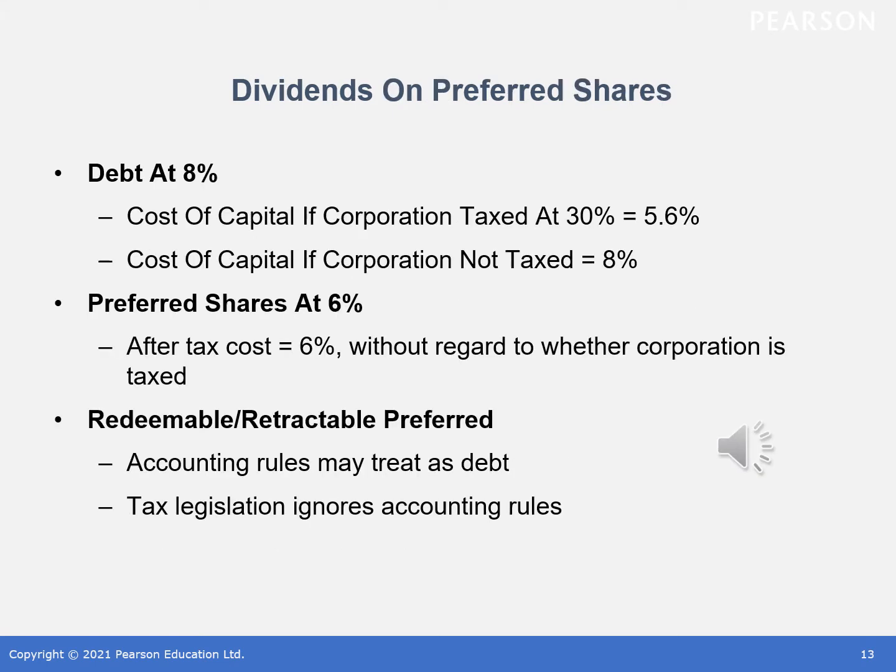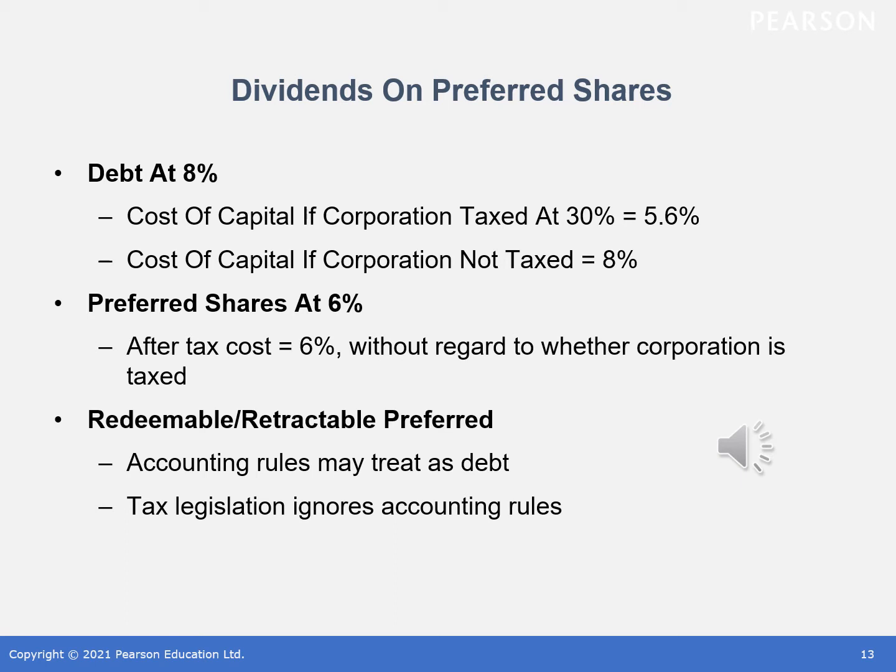A little example when we're comparing debt to dividends on preferred shares. If an organization has debt that pays an 8% interest rate, if the corporation is taxed, say at 30%, the net effective cost of that interest would actually be 5.6%, being 70% of the 8% paid in interest. If the corporation was not taxed, it would be the full 8% cost. Say they had preferred shares at 6%, because it's a non-deductible item, the after-tax cost is 6% regardless of whether the corporation is taxed or not.